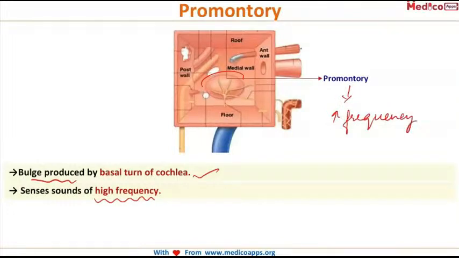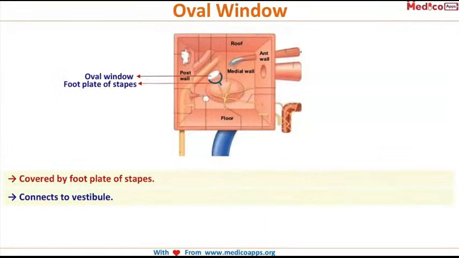Now, the next structure we are looking at is the oval window. It is covered by the footplate of the stapes. This is the oval window, and we know that the footplate of the stapes is something like this. So it covers the oval window, and the oval window connects the middle ear to the vestibule.